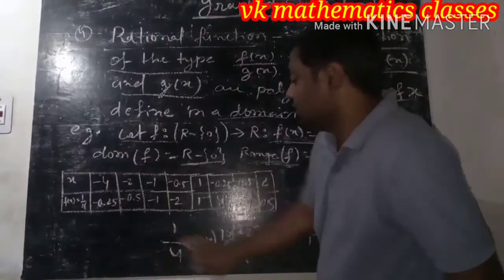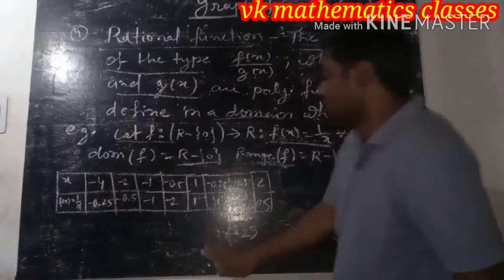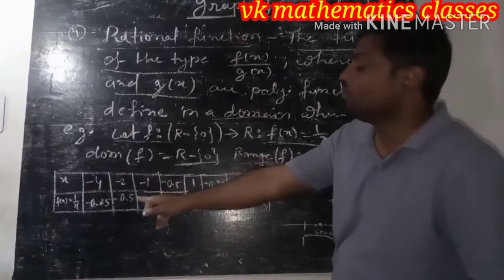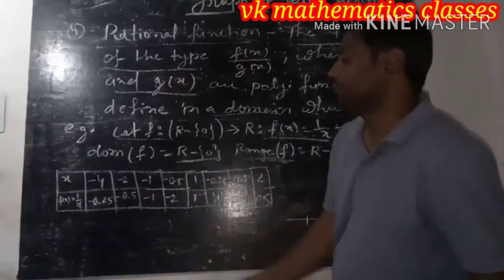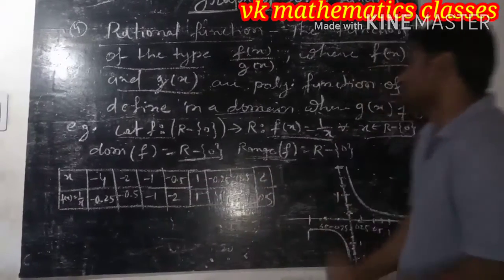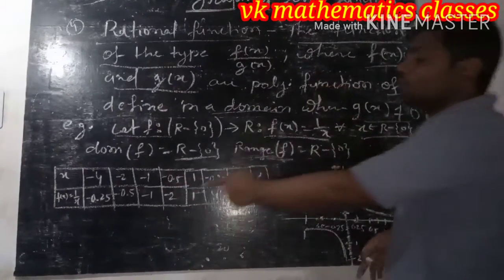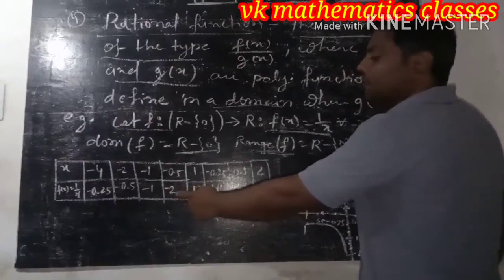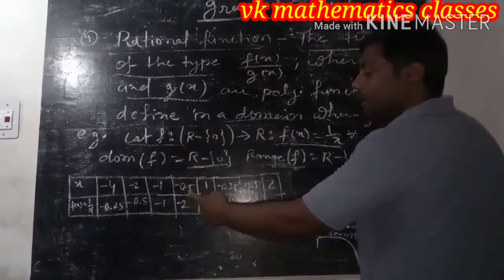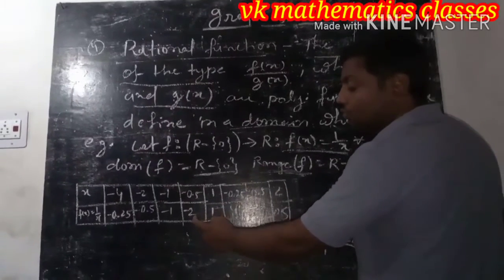Again, if we take x equal to -2, then we find here f(x) is equal to 1 by -2, which is -0.5. If we take x as -1, the value is also 1 by -1, which is equal to -1. Similarly, we put here the value of x as -0.5 to get -2.